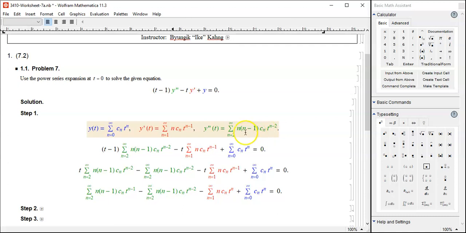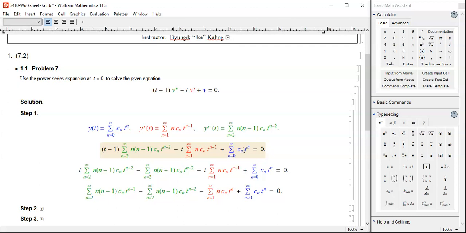n minus 1 comes out as coefficient, and subtracting 1 further, we have the n minus second power. So we're going to put these three into the original equation: y double prime, green, y prime, red, and finally y, blue.